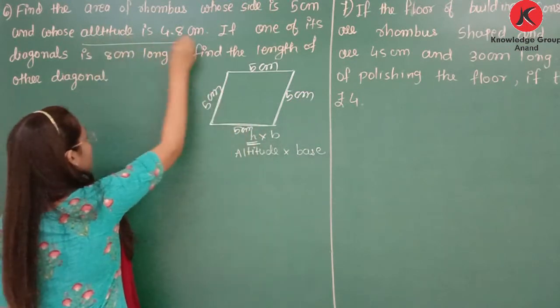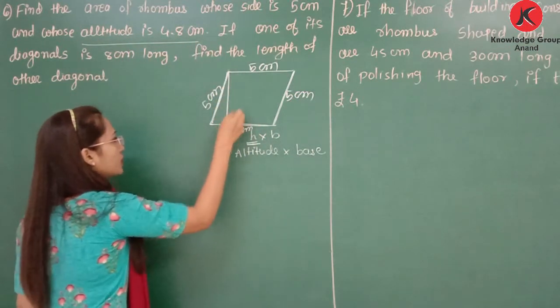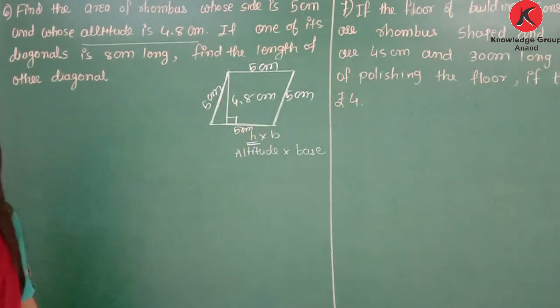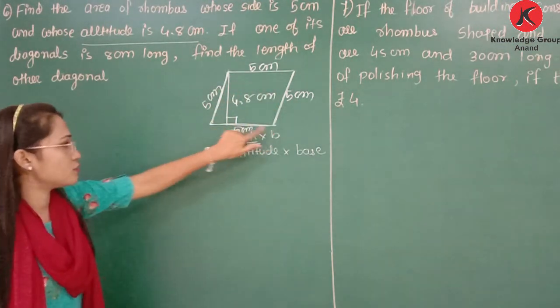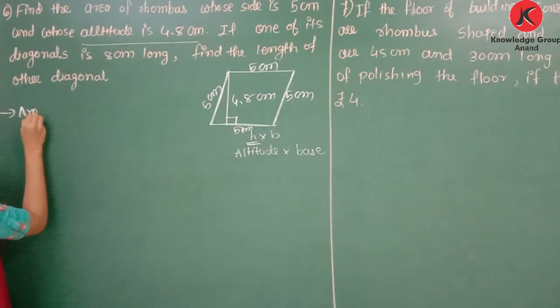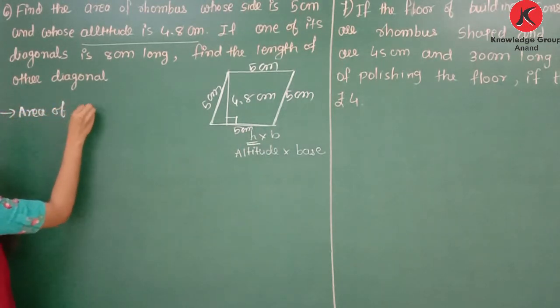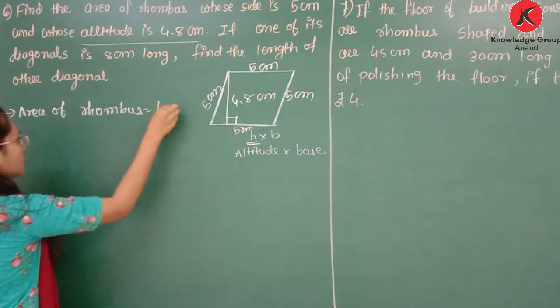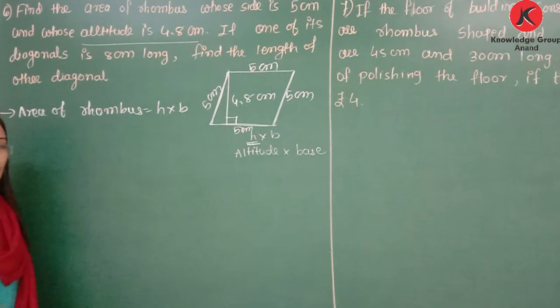And altitude is 4.8. So this is a 4.8 cm altitude. So now we can find the area of a rhombus using altitude and base 5 cm. So area of a rhombus is what? Height multiplied by base. You can write altitude multiplied by base.